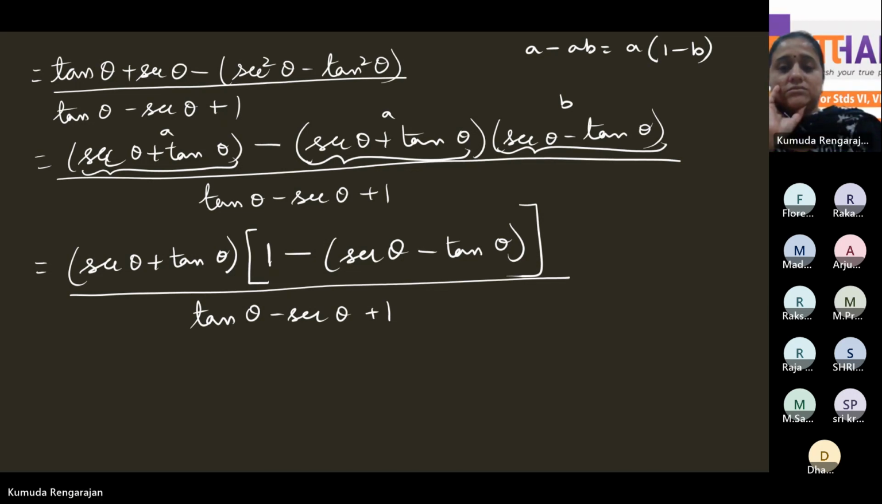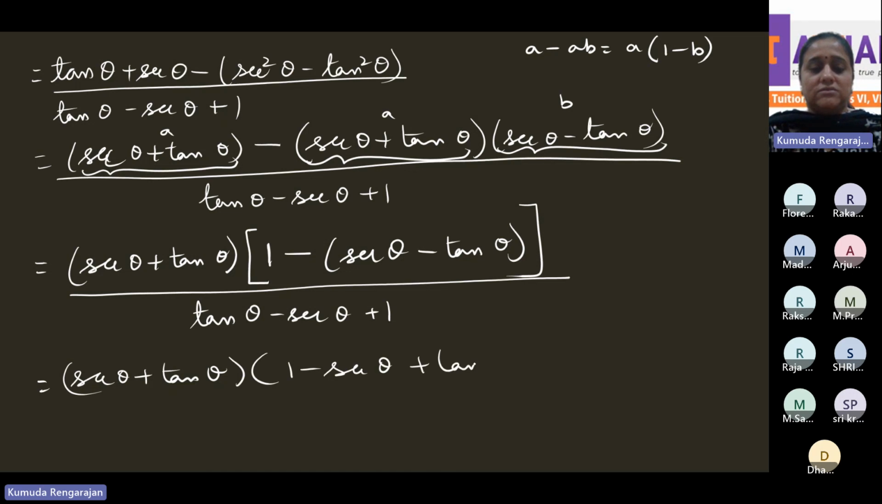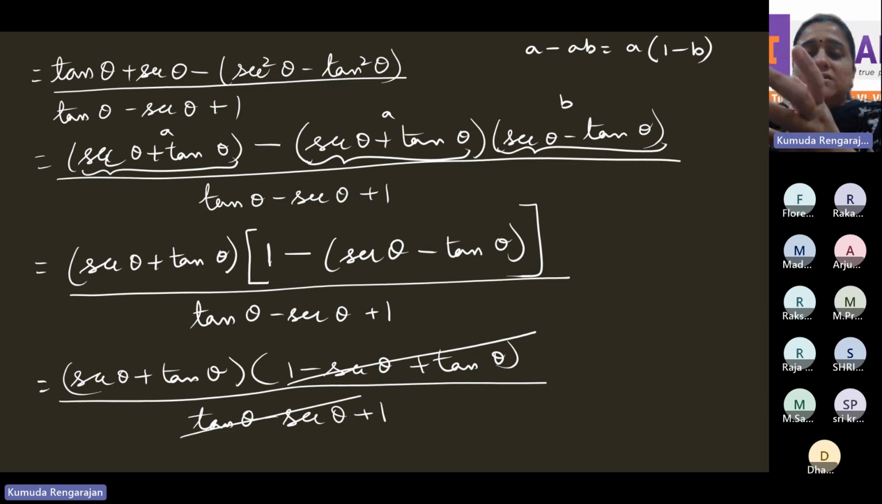All right. Next, secant theta plus tan theta into 1 minus secant theta plus tan theta. Why? Because minus secant theta, minus into minus is plus tan theta, divided by tan theta minus secant theta plus 1. Now you can see every term is the same, tan theta minus secant theta plus 1. The two expressions are the same, they are just that the terms are in a different order.